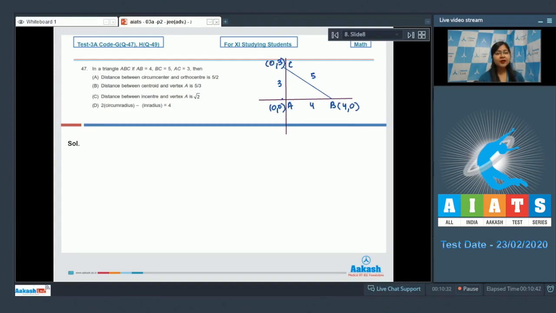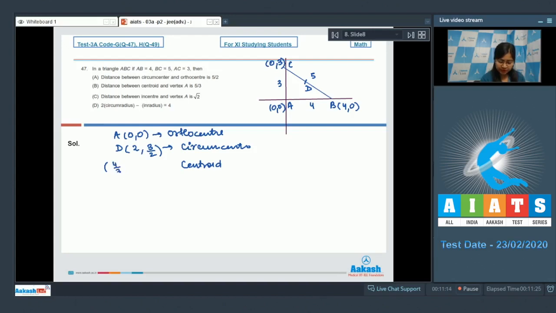So we know that for a right angled triangle, A is the orthocenter, that is (0, 0), and midpoint of the hypotenuse is circumcenter. So circumcenter is, let us say, D. D is ((4 + 0)/2, (3 + 0)/2). This is circumcenter, and centroid is sum of the coordinates of the ABC and divided by 3. So ((0 + 4 + 0)/3, (0 + 0 + 3)/3). So it is (4/3, 1), centroid.